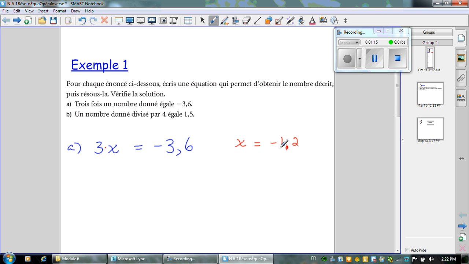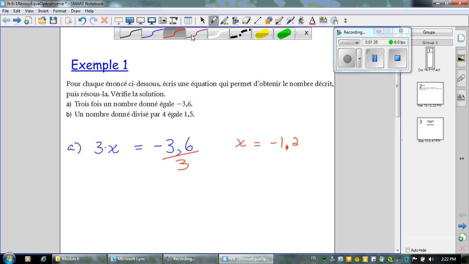There's a way to find this number, and it's doing the inverse operation. So if you're multiplying by 3 here, to find your answer, you're going to have to do the inverse. So what's the inverse of multiplying? You divide by 3, you're going to get your answer. And sure enough, 3 divided by 3 is 1. 6 tenths divided by 3 is 2 tenths.